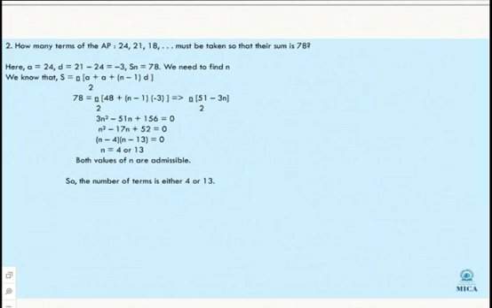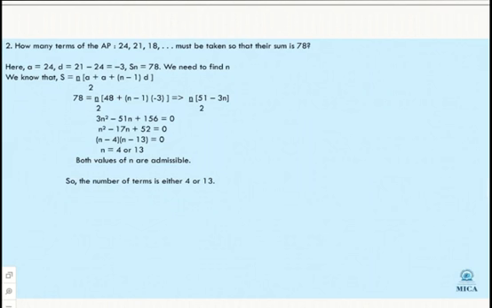How many terms of the AP 24, 21, 18 must be taken so that their sum is 78? Here the first term is 24, the common difference is 21 minus 24, which is equal to minus 3, and Sn is equal to 78. We need to find the number of terms. We know that Sn is equal to n by 2 into 2a plus n minus 1 into d. 78 is equal to n by 2 into 48 plus n minus 1 into minus 3, which is equal to n by 2 into 51 minus 3n.